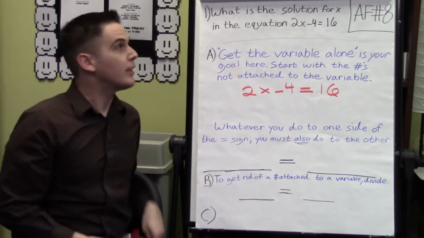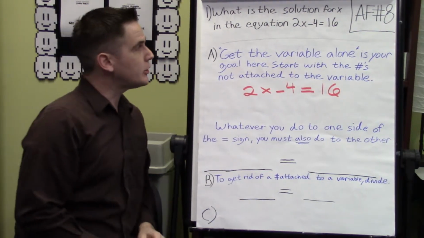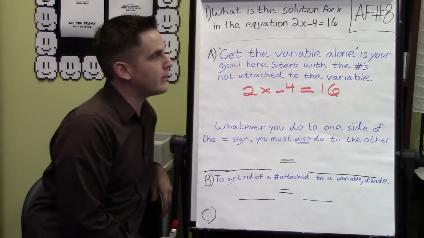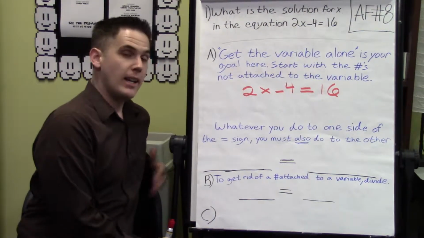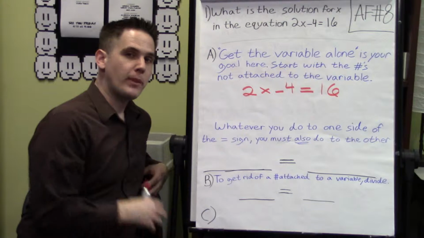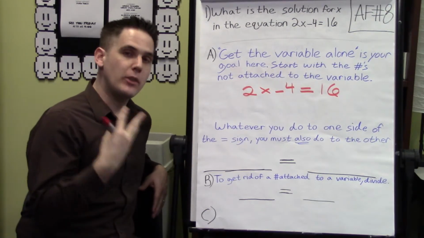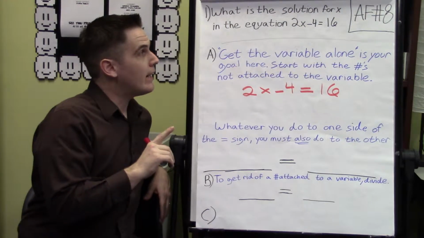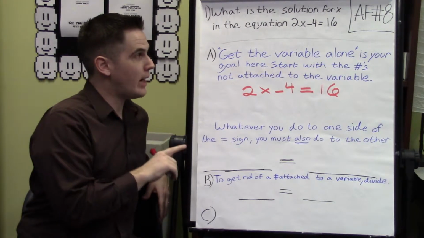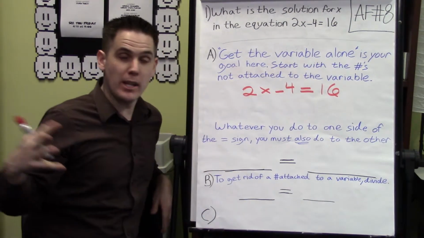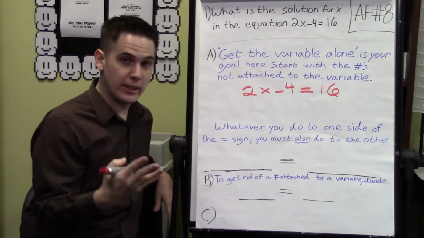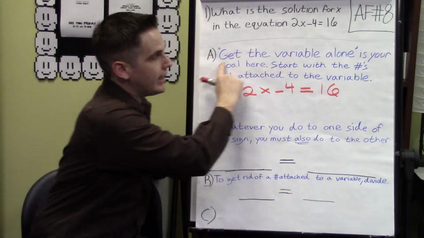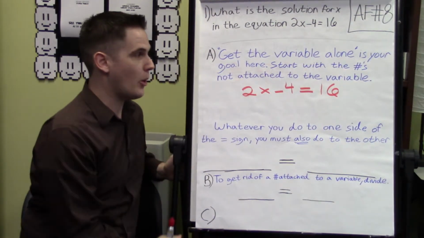So let's get started. What is the solution for x in the equation 2x minus 4 equals 16? These are pretty scary, but they're really pretty simple. You just got to remember all the different steps and rules. You are trying to get the variable, that's your x, your y, your b, whatever letter, the letters that you don't know what they equal yet, those are variables. You're trying to get the variable alone, that's your goal.